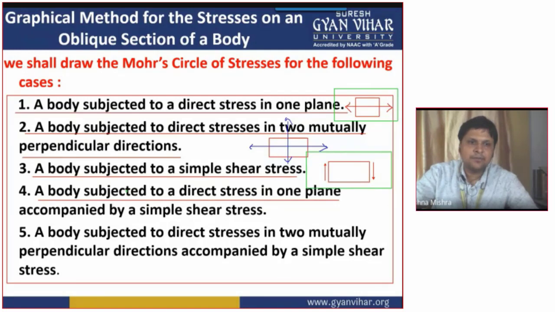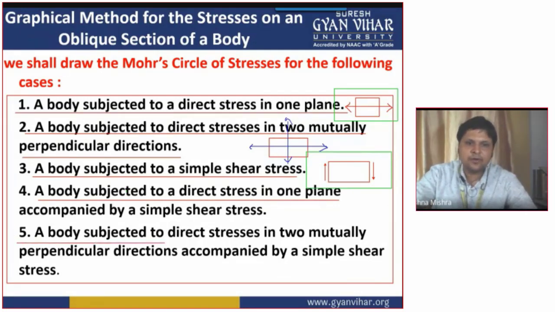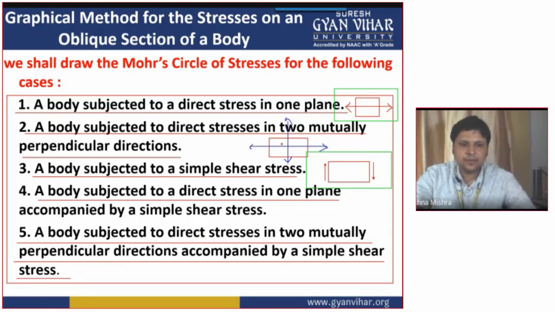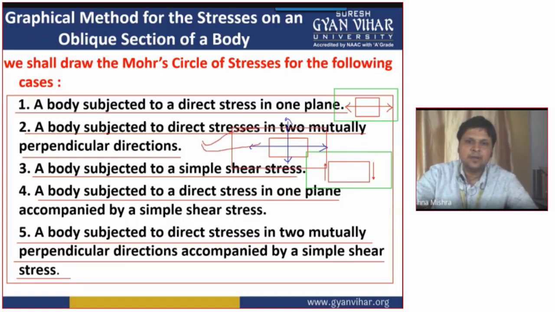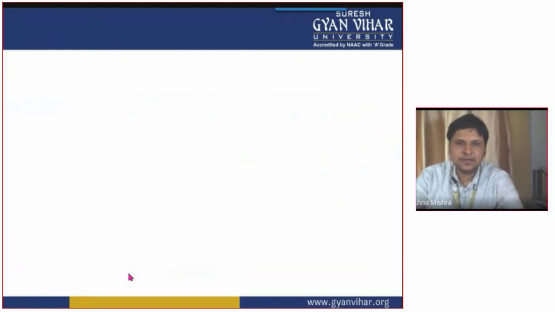Coming to the fifth case. The fifth case is a body subjected to direct stresses in two mutually perpendicular directions accompanied by a simple shear. Means the fifth case is a combination, students, of the second case, biaxial loading, and the third case, simple shear. So these are the cases which we are going to discuss. We will start with the simple case, a starting case.